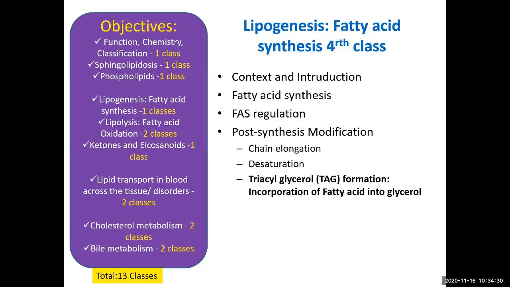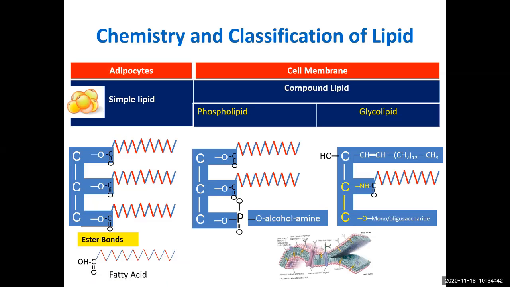Today the topic we need to talk about is lipogenesis. We have done 3 classes. In the first class we did the classification, chemistry, and a general overview of lipids. In the second class we completed this, including disorders, and this is present in the outer leaflet. Up to now we have done phospholipids in these classes, and the defects of everything.